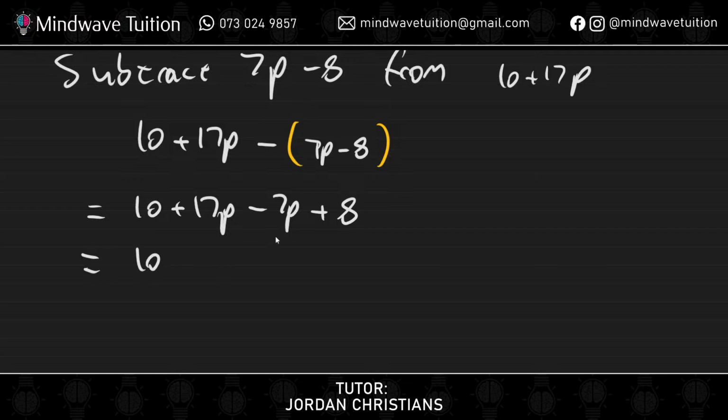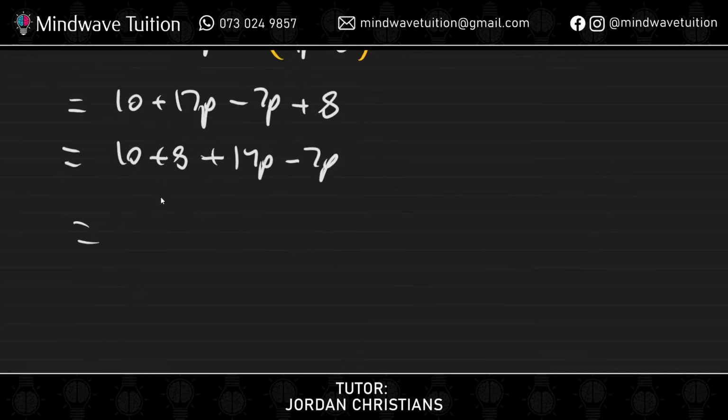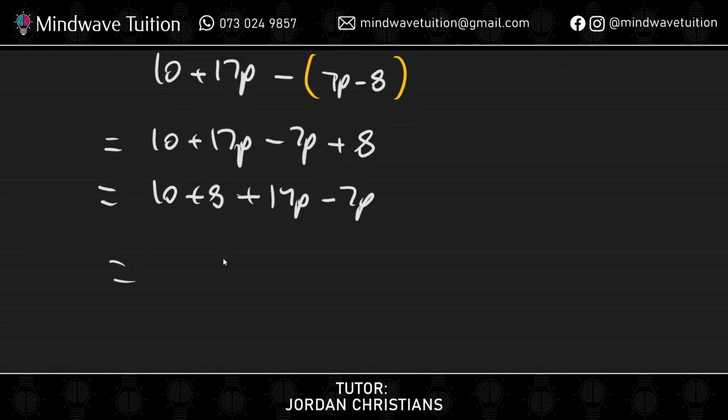So now let's group them. This is a constant, or a number without a variable. There's only one other number without a variable, and that's 8, so we'll say plus 8. Next we have the p, so we'll say plus 17p. There's only one other p here, so that's minus 7p. And just going to answer this, which will be 10 plus 8, 18. 17p minus 7p, so we just say 17 minus 7 gives us 10p.